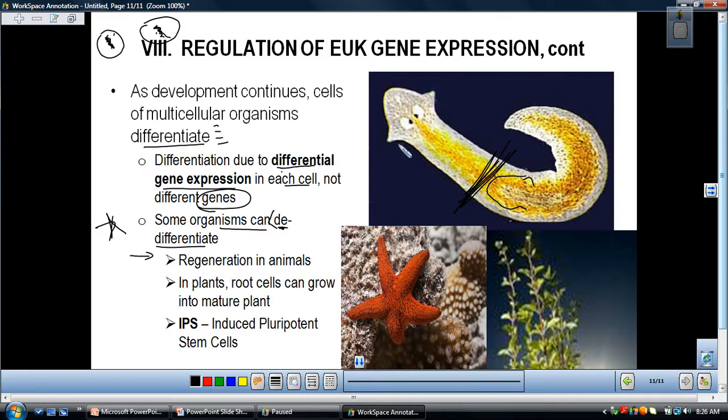So this is an adult planaria, already differentiated. All the cells that are inside of him already have a specific job. But because of regeneration in animals, when you cut this planaria, the cells on both ends can actually de-differentiate and grow, in this case, the head, which would grow the cells that do that job. It happens a lot in plants.